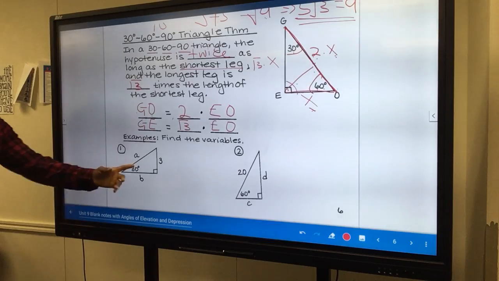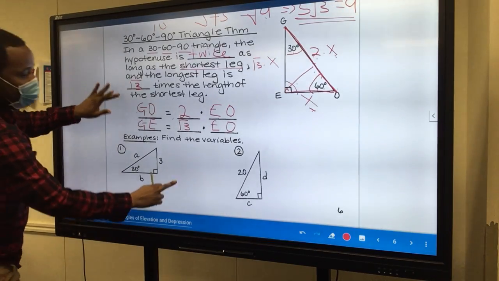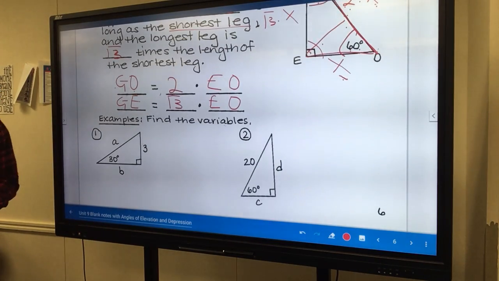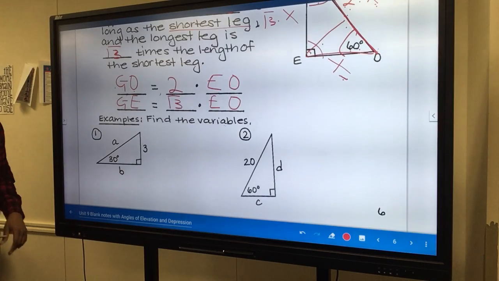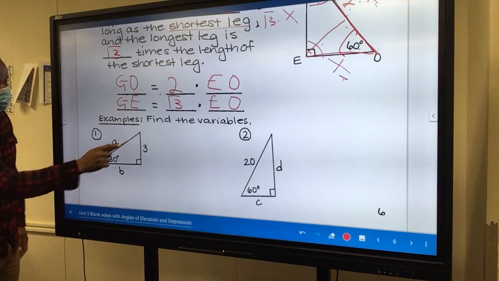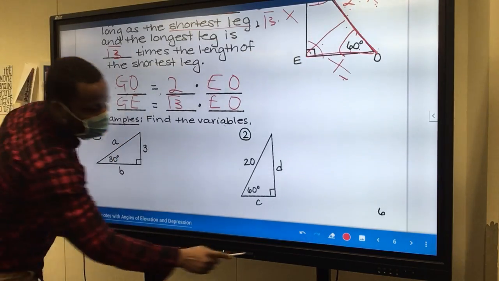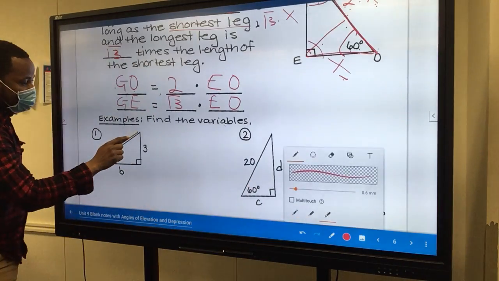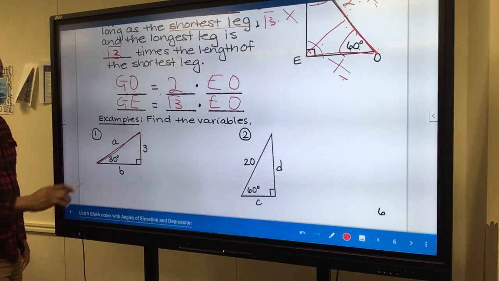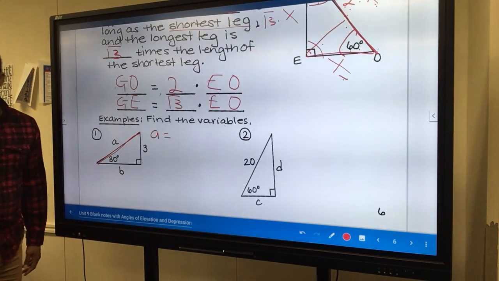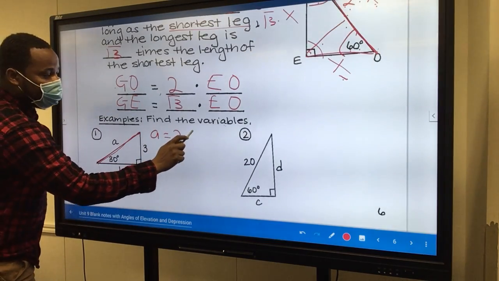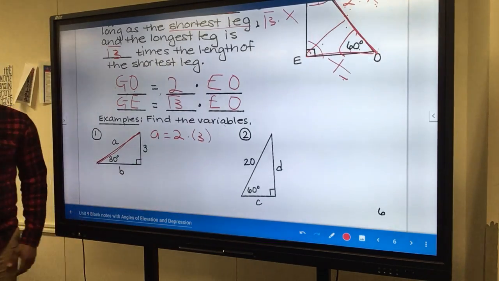In this triangle, which number is the shortest, in the example over here? Question 1. Which of the numbers is the shortest? The length, which of them is the shortest here? 3, right? So if I want to find A, what's the name of A? The hypotenuse. When I want to find the hypotenuse, what will it be equal to? 6, right? Because it's 2 times the shortest side. Do you get the idea?